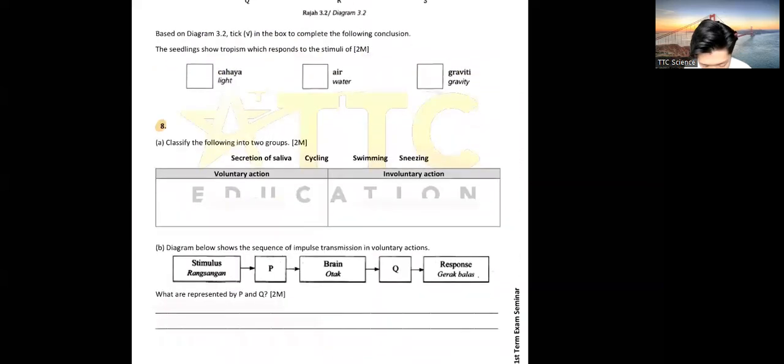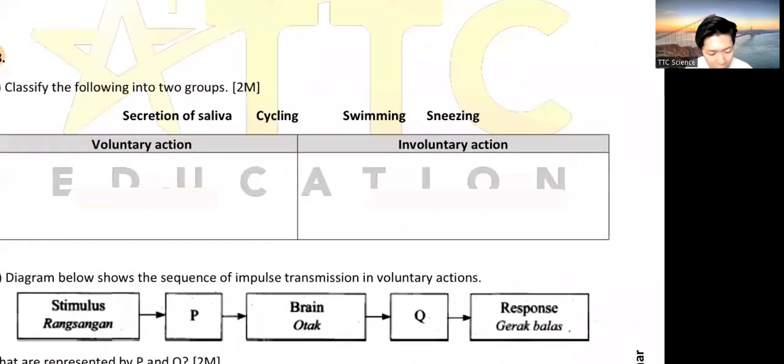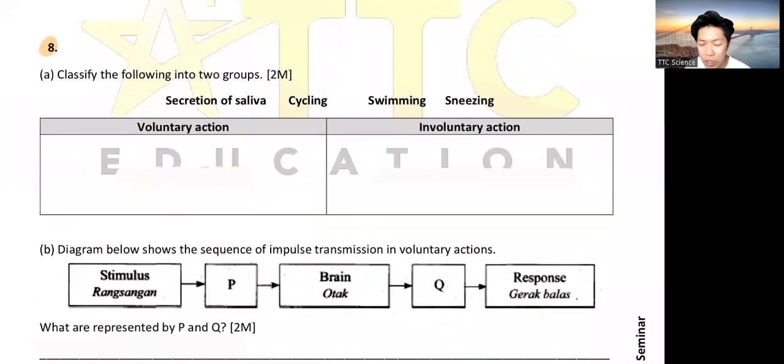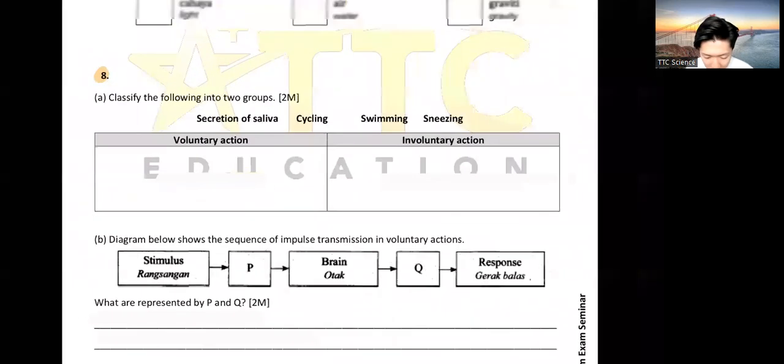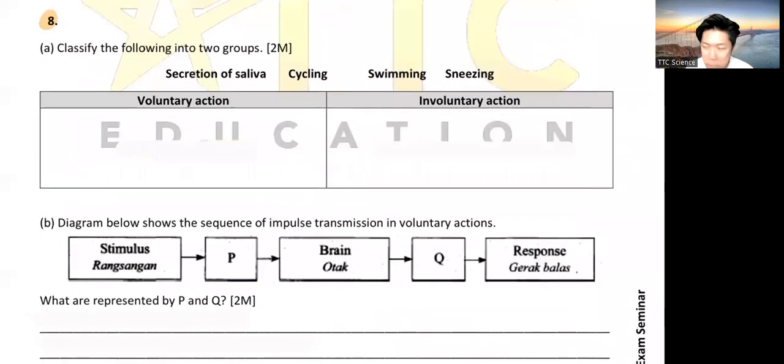Then you go all the way to page number 9. We shall start with section C instead, which is question number 8. Everybody, question number 8, page number 9. Is pinna the ear canal? No, pinna is actually the earlobe, the outer one.